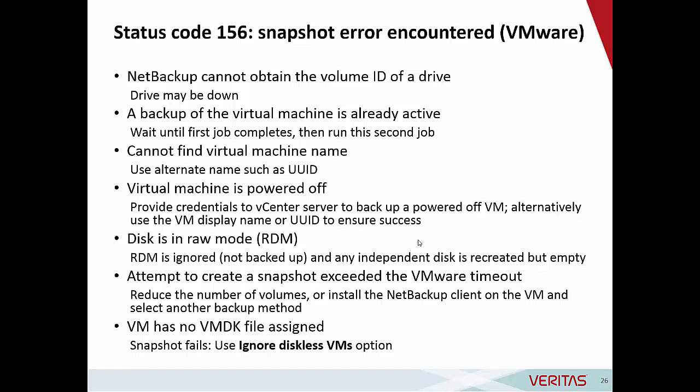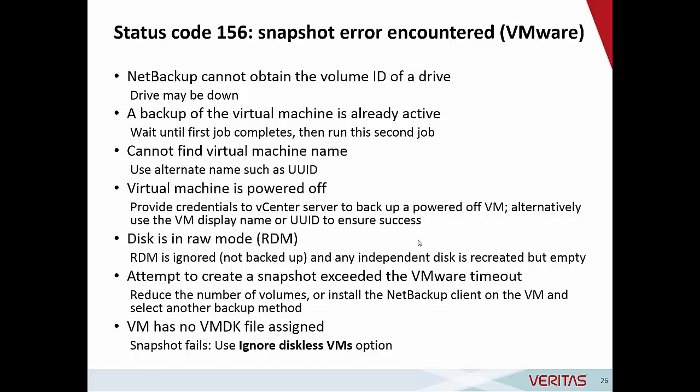If the virtual machine is powered off, you can back up powered off VMs with NetBackup. It's just that you need to either provide the proper credentials to vCenter to be able to back up a powered off VM, or to use the display name or UUID to ensure success. And that's probably the best method. That's why a lot of places will use display name instead of host name to identify their virtual machines.